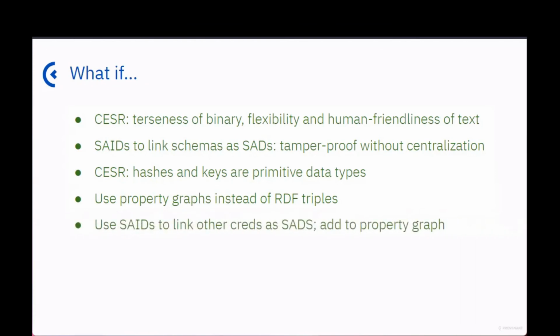We say, well, let's use SEDs to link to other credentials that are SADs. And this would allow the credential that Fred has from Harvard to contain a SED of a credential from Harvard's accreditation credential and so forth. And now you can chain backwards through credentials to get to a root of trust very efficiently. And you know that as you follow the chain, nothing's been tampered with.